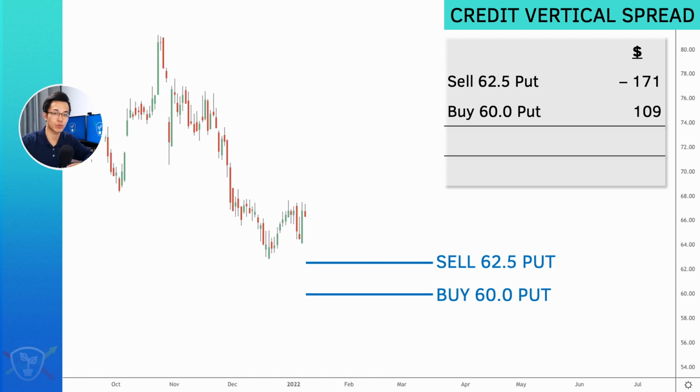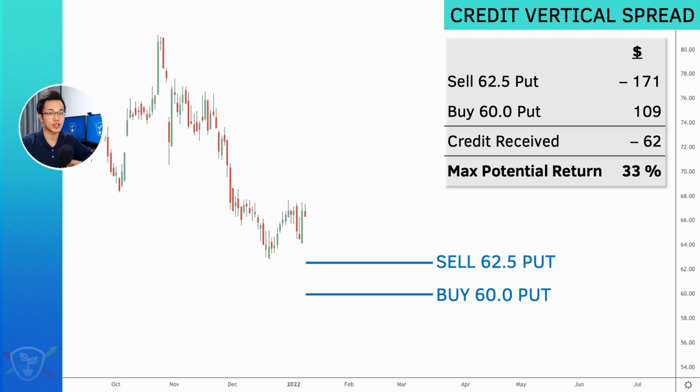So perhaps I choose the strike price of $60, also with 40 days to expiration. To buy this option, I have to pay $109. So all in all, I collect a premium of $62, and that makes my maximum gain on this trade $62 and my maximum risk on this trade $188. If I'm correct, this will give me a maximum return of 33% over 40 days.